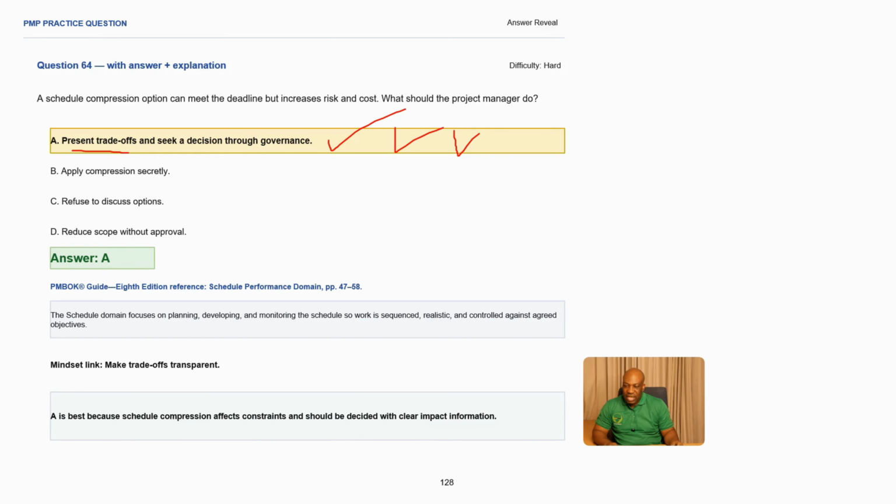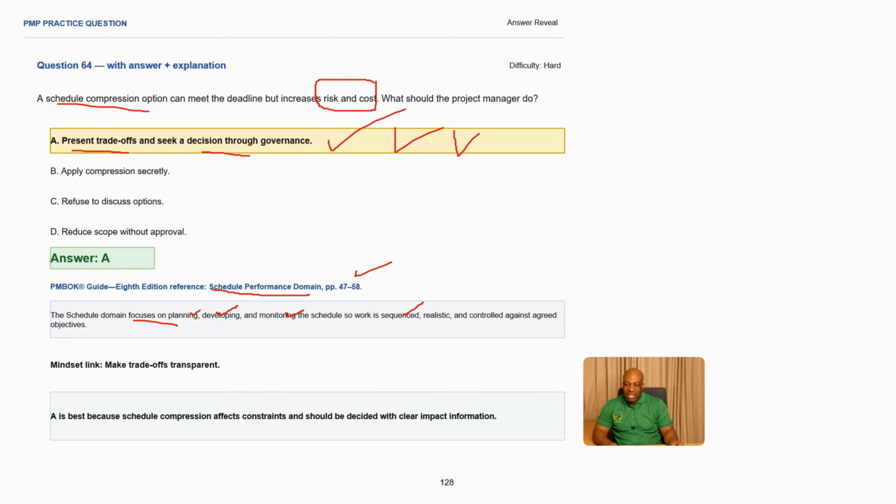So the best answer here is A, which is to present trade-offs and seek decision through governance. All right, and what is our reference? Schedule performance domain, pages 47 to 58. What does it say in terms of the schedule domain? It focuses on planning, development, monitoring, and sequencing. So this is schedule compression, but it's going to result in high risk and also cost.